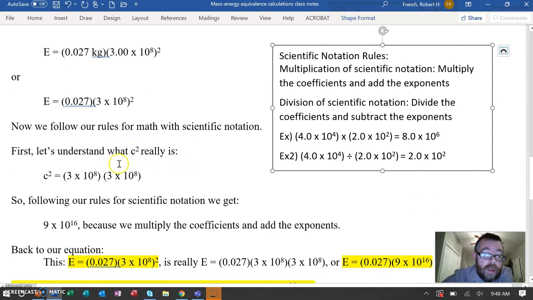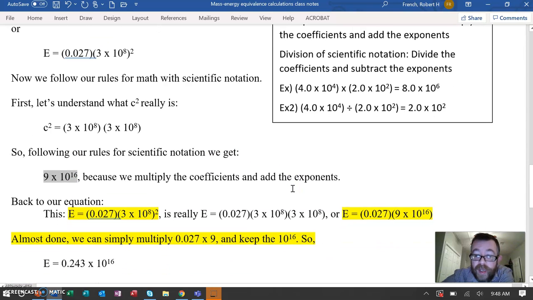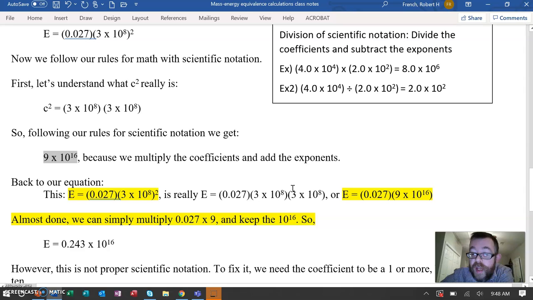Okay, so let's understand what c squared is. C squared is really c times c. So the speed of light times the speed of light. If the speed of light is 3 times 10 to the 8th, then we're just going to multiply these two. Multiply the coefficients. 3 times 3 is 9. That's what you see there. Okay, add the exponents. 8 plus 8 is 16. So c squared is really 9 times 10 to the 16th. It'll always be 9 times 10 to the 16th because it's always going to be c squared. That's the formula. This turns out not being very hard.